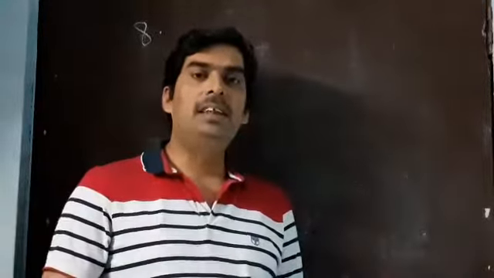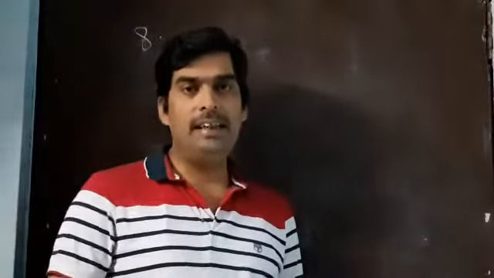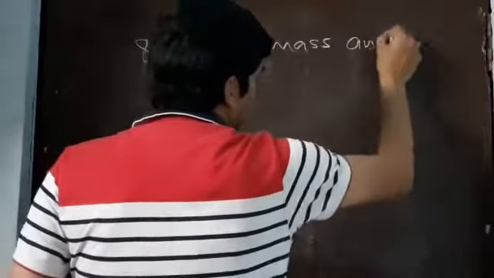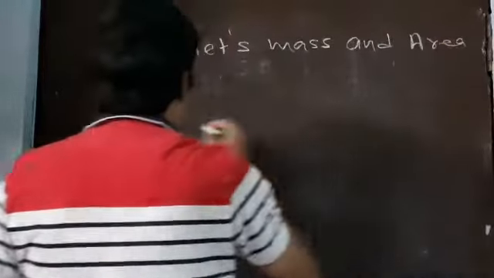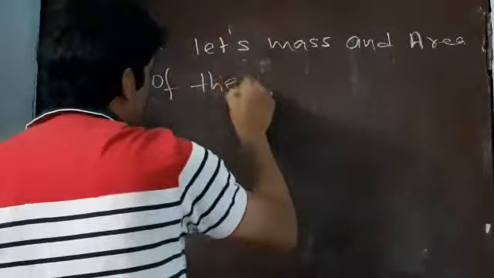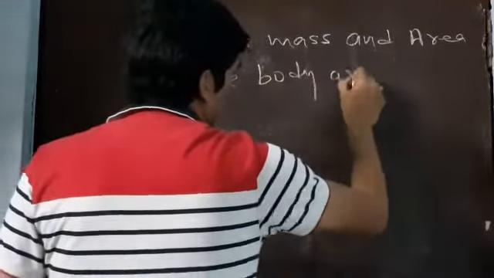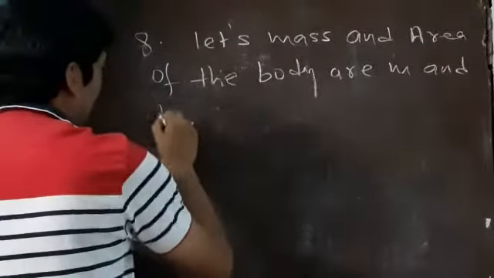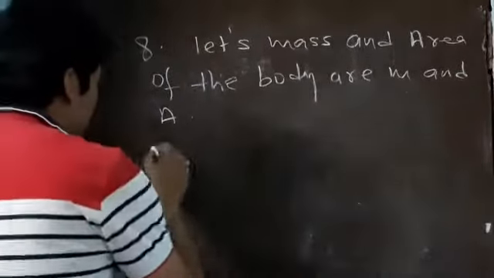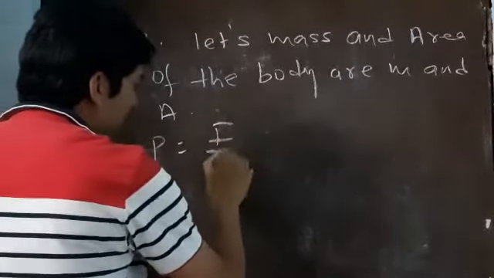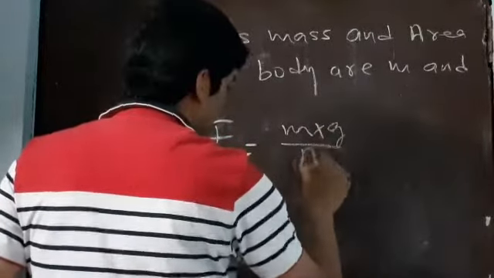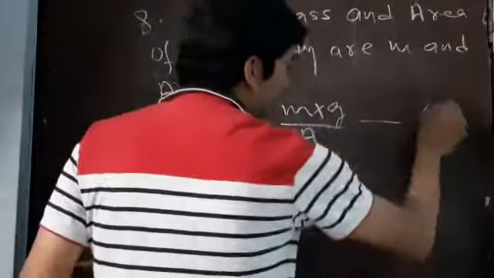So suppose we take the mass of the body as m and the area as a. So the mass and area of the body are m and a. The original pressure, P, is force by area. Force is m into g, by a. This is the first case.